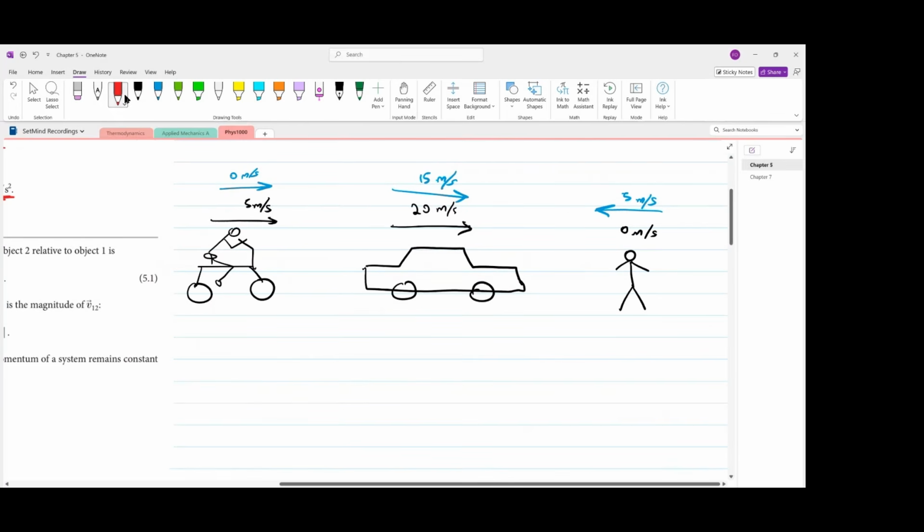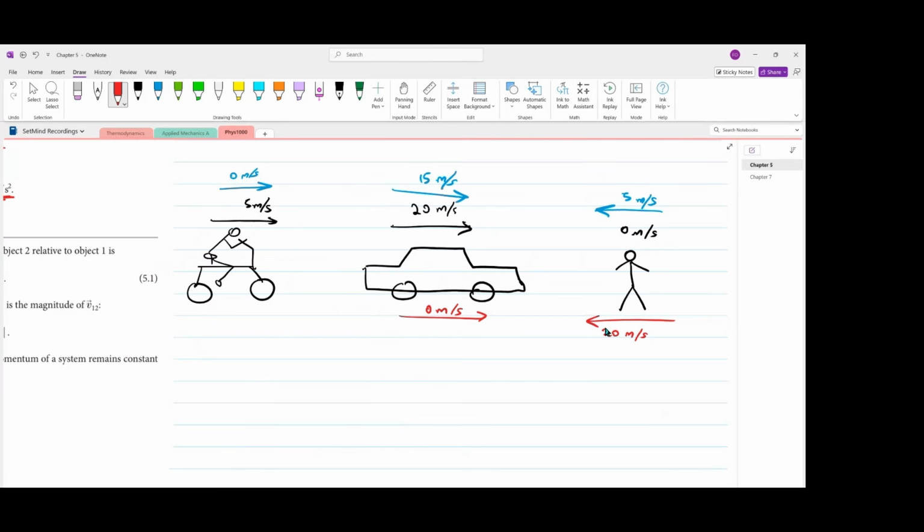Okay, let's try for the car. The car itself sees itself as stationary, right? But then it is going to see this guy as moving towards it at 20 meters per second because it is moving towards the guy at 20 meters per second.